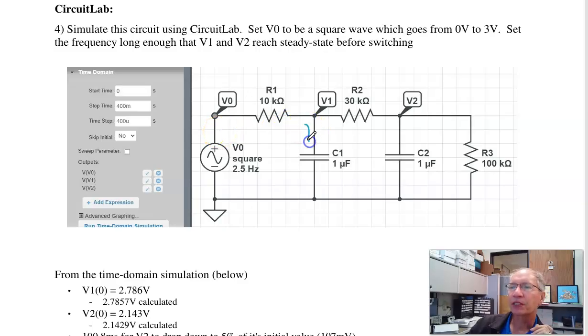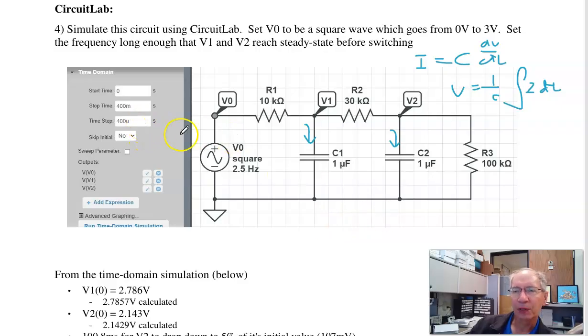From that, I can find the current to C1. I can find the current I2. I know that I equals C dV dt. If I integrate, I get the voltage is 1 over C times the integral of the current. And that's what Circuit Lab does. It does numerical integration. It sees the differential equations and keeps moving forward in time every, in this case, 400 microseconds. Let it run for 400 milliseconds, and I'll get the voltage versus time.